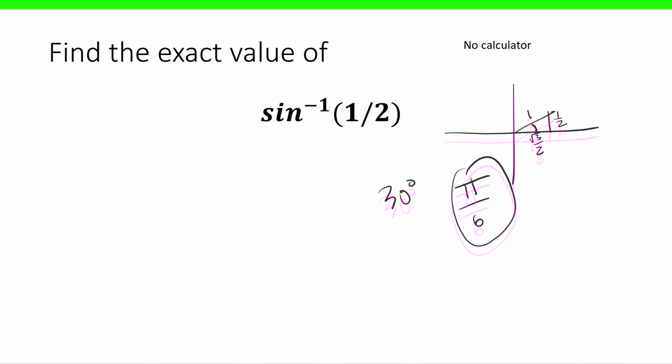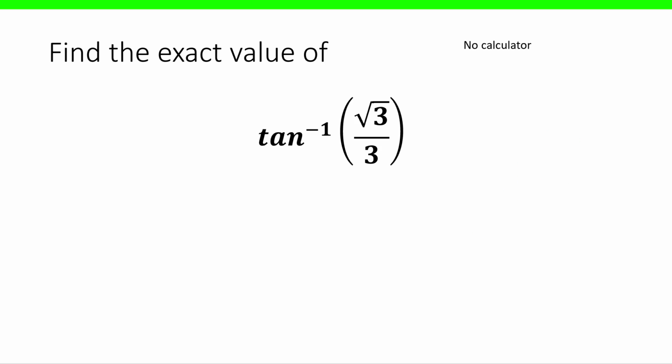Now, why is it not this other angle? Because over here, this angle would also give me an output of sine of 1/2. So sine of this angle also gives me 1/2. Well, how come it's not that answer? Because we can't have multiple answers come out of the inverse sine function. It's just the one in the domain that we restricted, which for sine was from negative pi over 2 to pi over 2, right? So it has to be in those two quadrants.